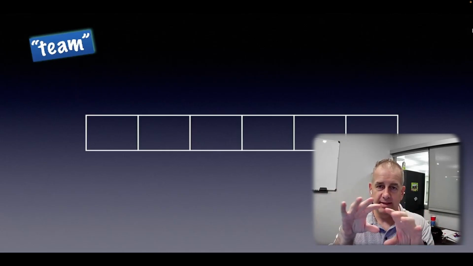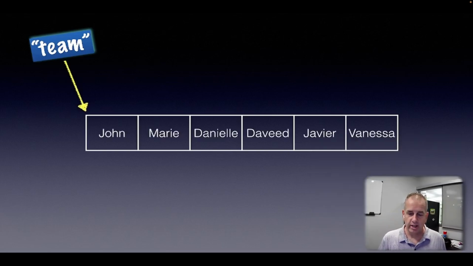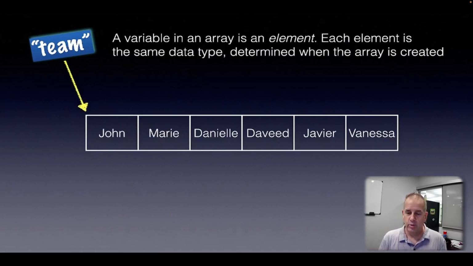And again, we've got these variables that are grouped together, and each one can hold a piece of data. So in this case, each one can hold a name. And we're going to refer to each one of those spots in the array as an element. And so the rules here are that each element has to be the same data type, right? So I can make an array of cans, I can make an array of bottles, I can make an array of loaves of bread, but I can't have an array that has some cans, some bottles, and some loaves of bread, right? We have to determine that at the time it's created.